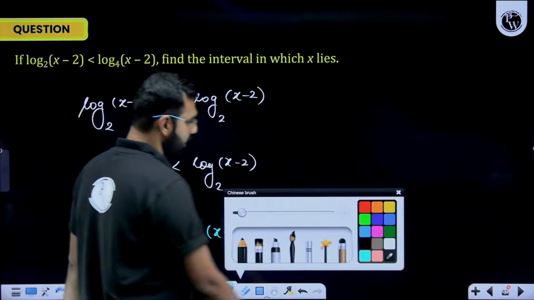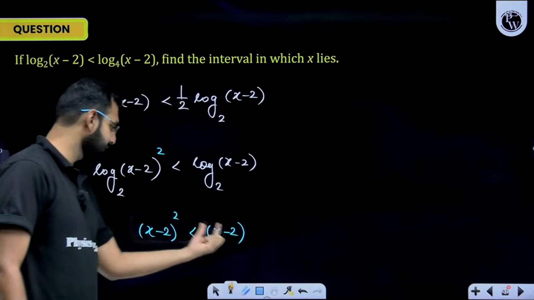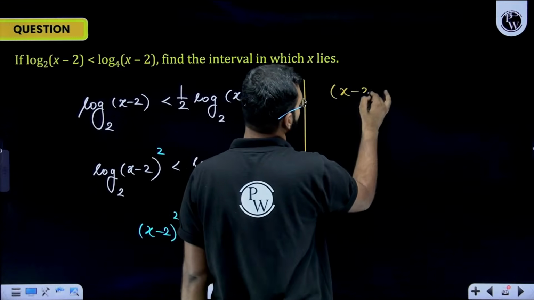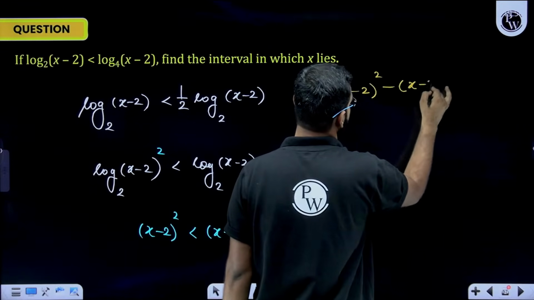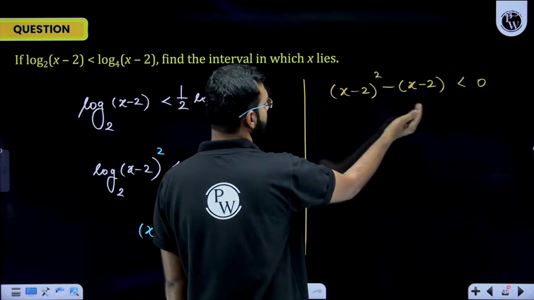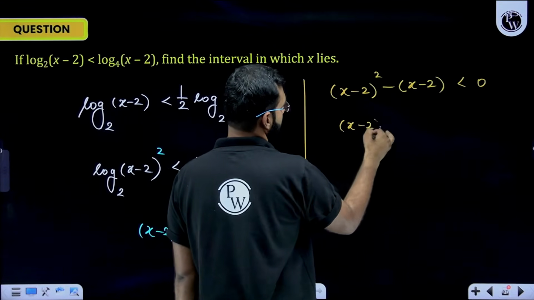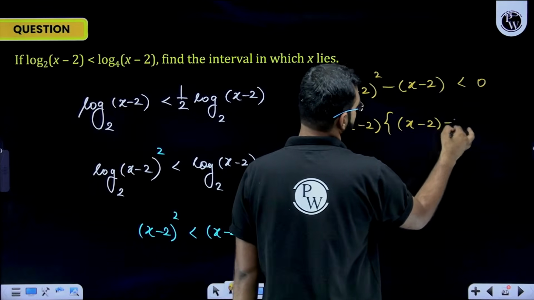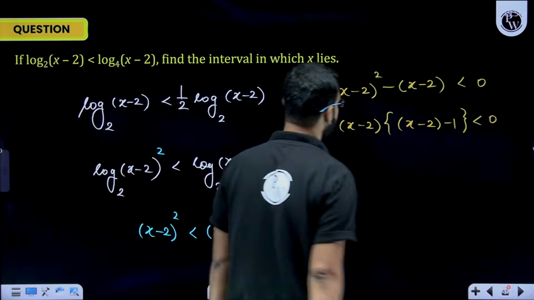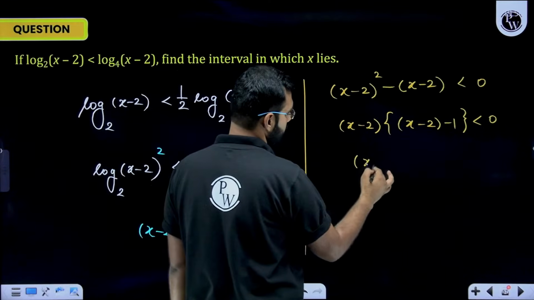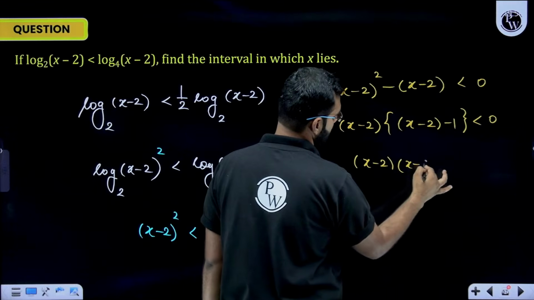Now from here, if I take this x minus 2 to the other side, what will I have here? x minus 2 whole square minus x minus 2 to be less than 0. With that, when I solve this further, I can take x minus 2 common. So when I take x minus 2 common, I'll be left with x minus 2 minus 1 less than 0. Correct me if I'm wrong, all the participants. With that, this becomes x minus 2, x minus 3 less than 0.